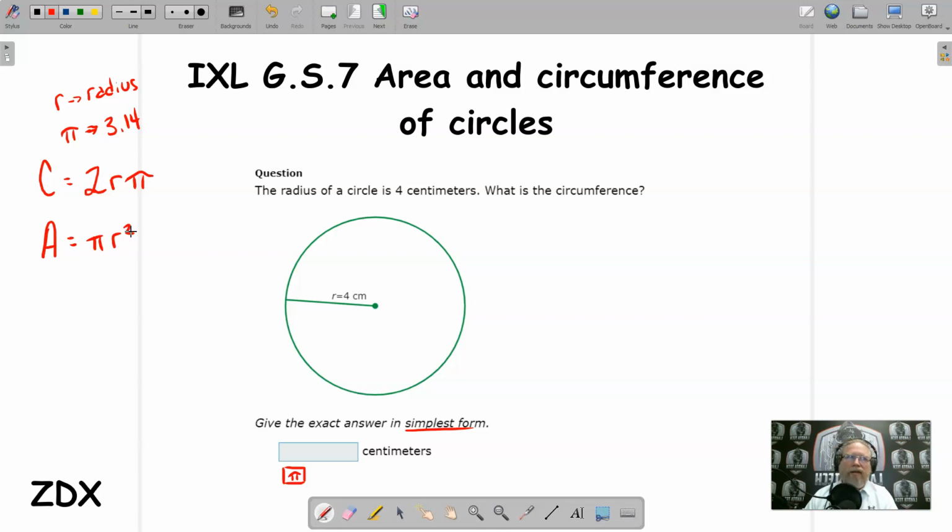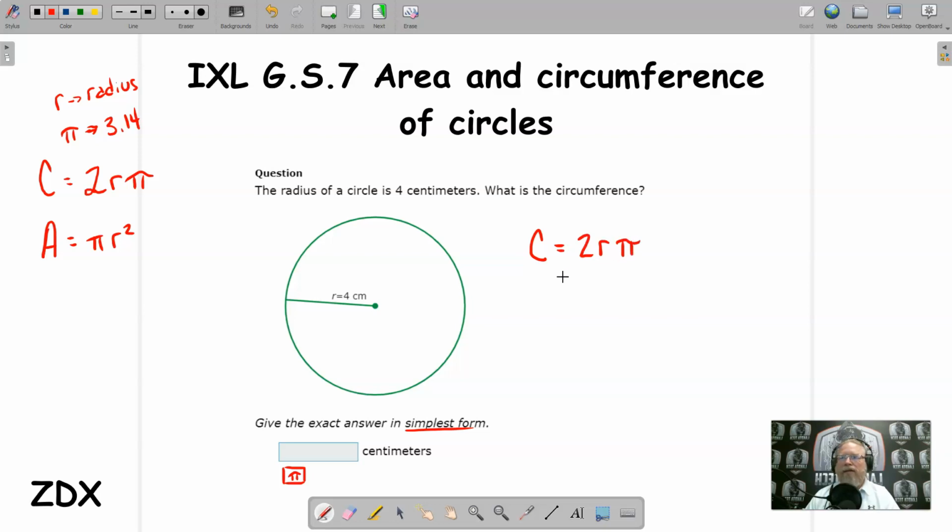So if you remember, you've got a 2, a pi, and an r in each of them. In circumference, the 2 is a factor. In the formula for area, the 2 is an exponent that is tied to the value of the radius. So they're asking for circumference here, so circumference is equal to 2r pi.